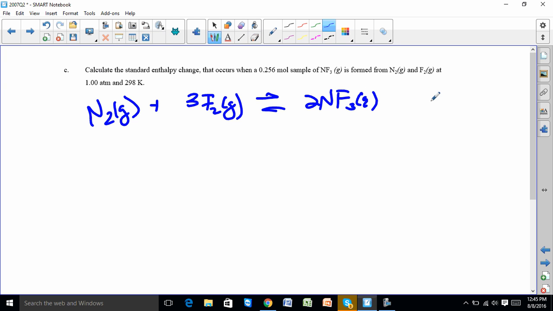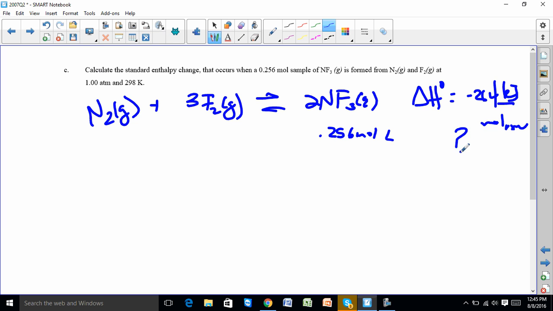And then interesting thing, they told you that delta H naught is negative 264. It says kilojoules per mole. On the new test, it will say mole RXN. So I'm just introducing that notation. And the question is, if you have 0.256 moles of this, what will this be? And so this is just a strike problem.